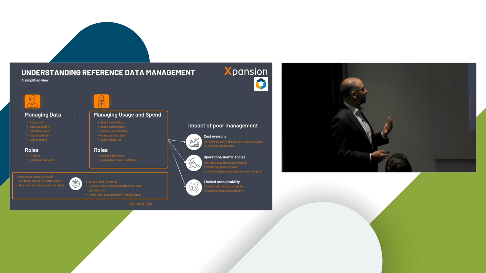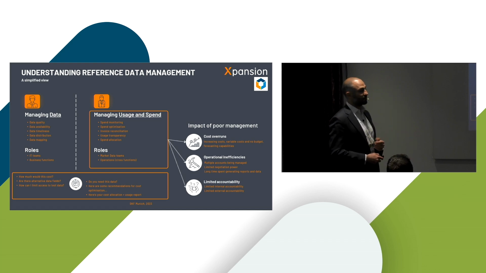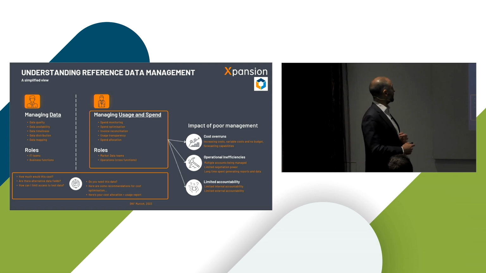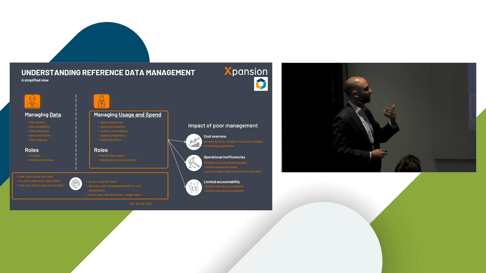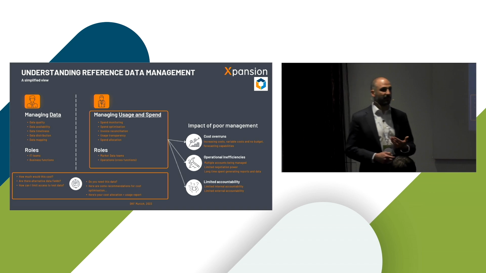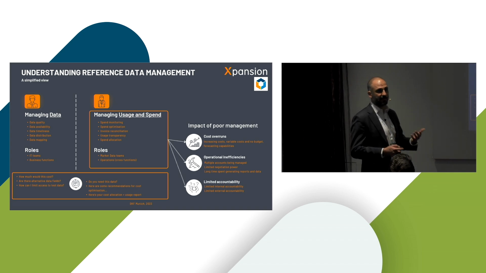If we take an example of an organization, just a typical simplified view here, we can distinguish two types of reference data management. The first one is managing the data itself, right? So when we say we are managing reference data, it might mean to some teams that they have to manage the quality of the data, the availability of the data, the timeliness of the data, distributing that data within the organization, and mapping or creating a certain taxonomy in the organization.